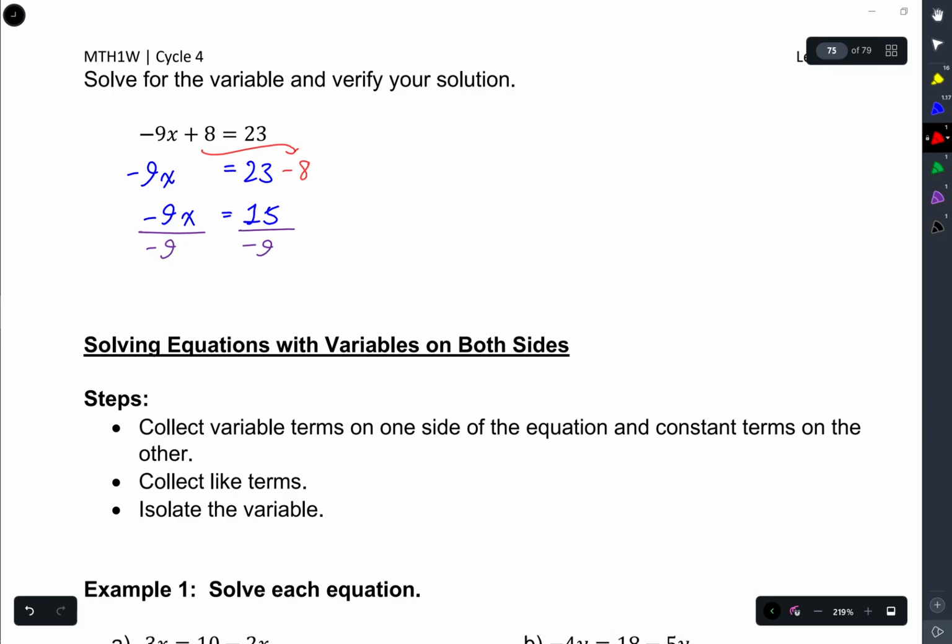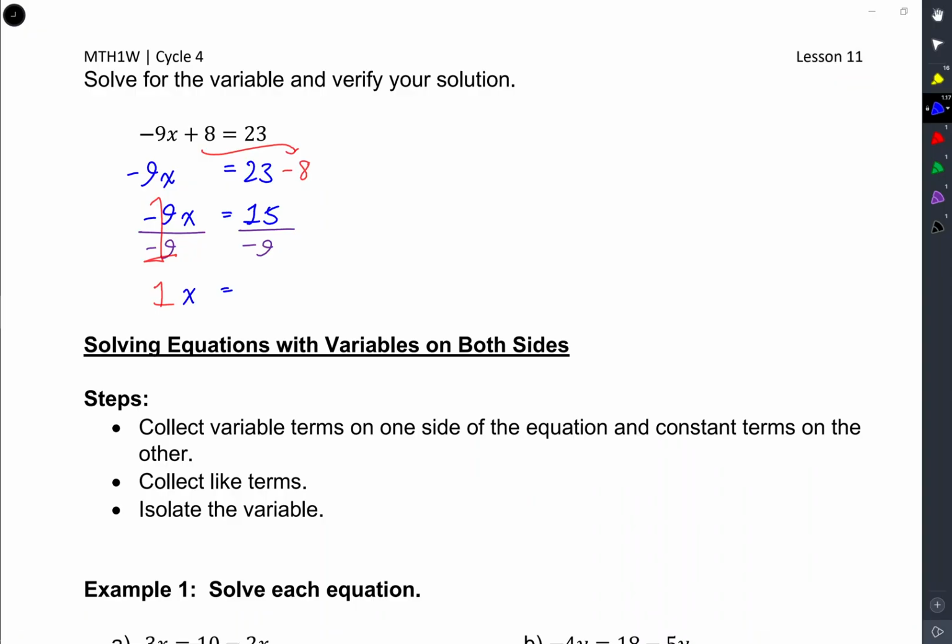Now -9 divided by -9 is going to give us 1. So it looks like we have 1 times x, or 1x, equals 15 divided by -9. So it's a positive divided by a negative, so it's going to turn out to be a negative. And then we have 15 divided by 9. Now, that's not going to result in a whole number. It's a fraction. Both 15 and 9 we can divide by 3. So perhaps it looks like 5/3.